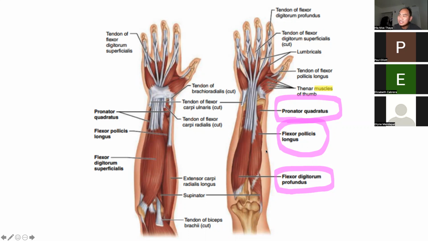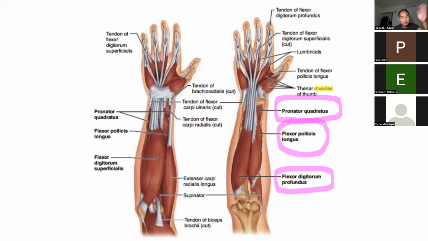And now flexor pollicis, which is here, it will go to the thumb and it will flex our thumb. So these are the muscles on the flexor aspect of the forearm. On the flexor aspect of the forearm, 2 groups, 5 fingers: pronator teres, flexor carpi radialis, palmaris longus, flexor digitorum superficialis, and flexor carpi ulnaris.